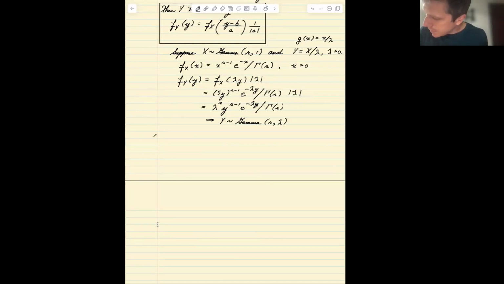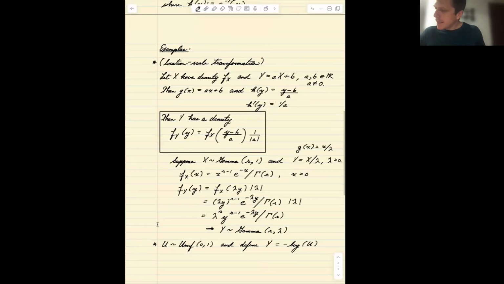For another example, let's take U to be uniform(0, 1), and let's define Y as minus log of U. First of all, I should have pointed out that we should have checked that g was a monotone increasing or decreasing function. And it is, because ax plus b is just a line, right?